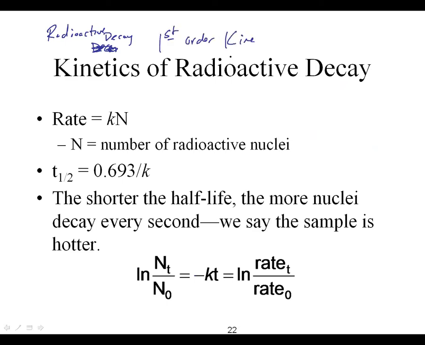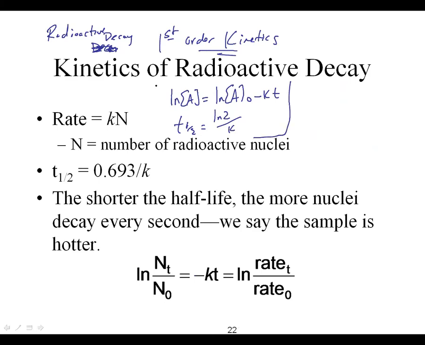So if you remember first order kinetics, there's really a couple of important equations. And you can really still use the same equations that we talked about in kinetics. For first order, if you remember, it's the natural log of A equals the natural log of A naught minus KT, with our half-life equation being the natural log of 2 divided by K. And I recommend it, why not? You can still use these equations here with nuclear chemistry.